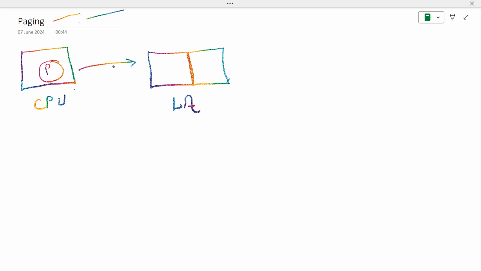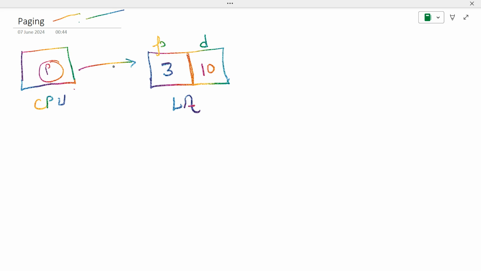So let's denote that with P denoting the page number, and D denoting the page offset, that is the page size. Let's say this is a logical address consisting of 13 bits, where 3 bits are used to denote the page and 10 bits are used to denote each page size.